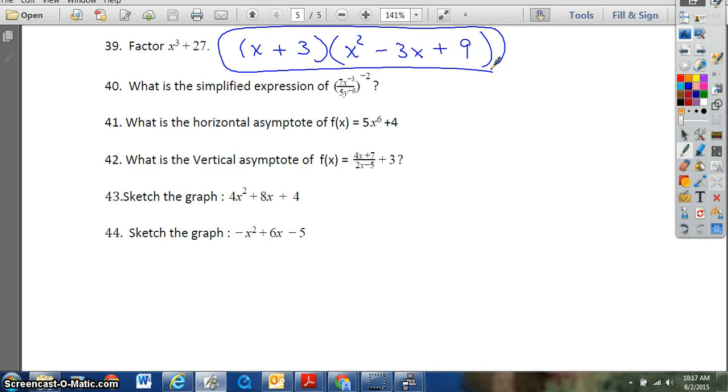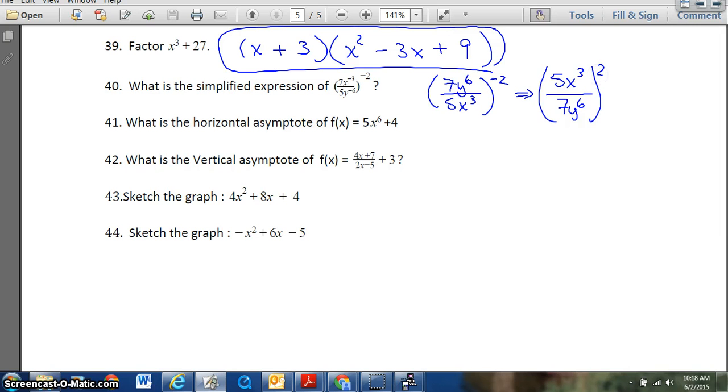Number 40. What is the simplified expression of this? Well, the negative, I'm going to take care of all the negatives actually inside. So 7 stays where it is. This is 7y to the 6th, 5x to the 3rd, raised to negative 2. Now what I'm going to do is flip everything because I have a negative with the 2.